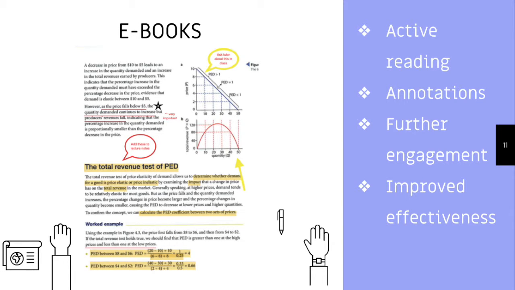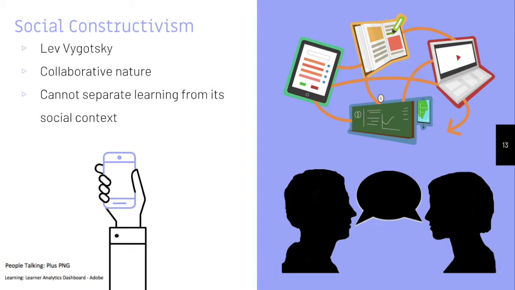The second learning approach is social constructivism. This approach emphasizes the collaborative nature in learning. Lev Vygotsky was the developer of this theory and believed that learning was always connected to its social context. This approach suits economics as it requires a lot of teamwork and making constructive collaboration is vital. This can be done through educational apps.